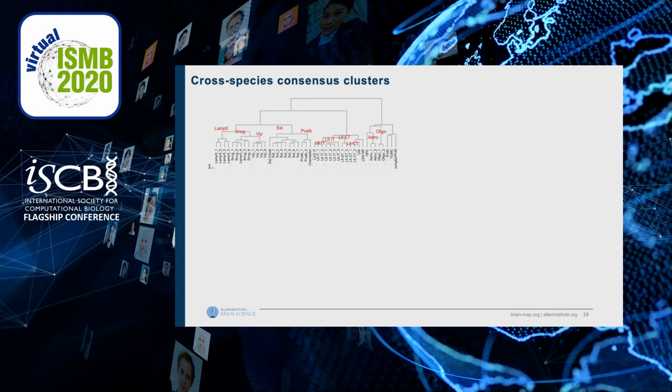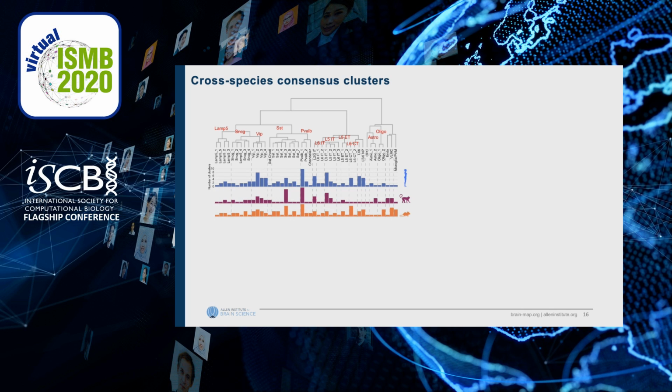So here was the final cross-species consensus cluster taxonomy across all of the cell classes. And so this bar plot shows you the number of species clusters that contribute to each cross-species cluster. So some types align very finely at a 1-to-1 or 1-to-2 resolution, while others appear to align many to many and are not as conserved as some of these finer matches.